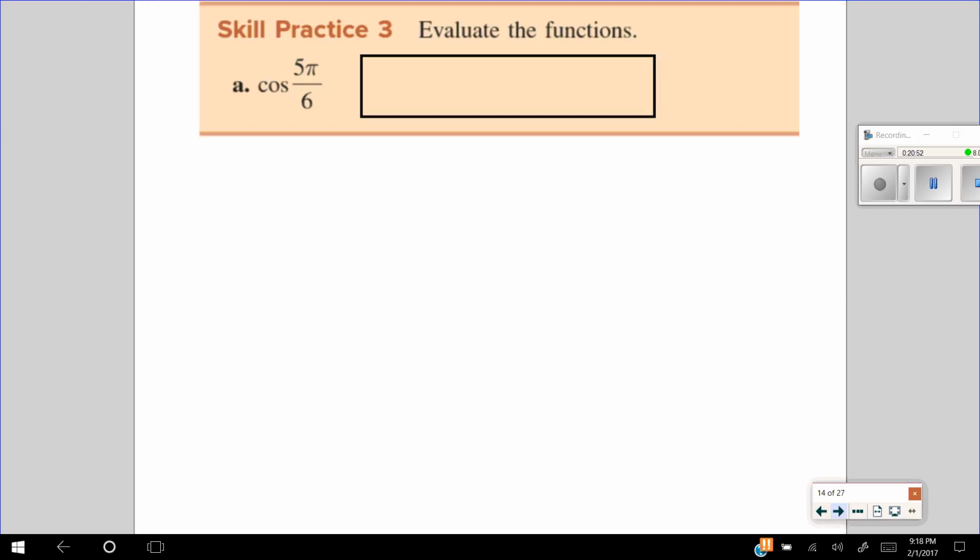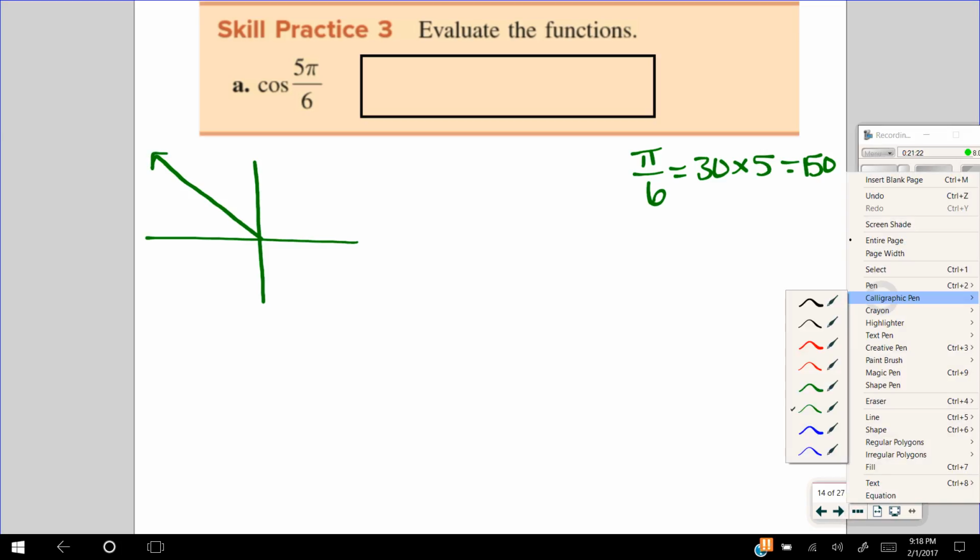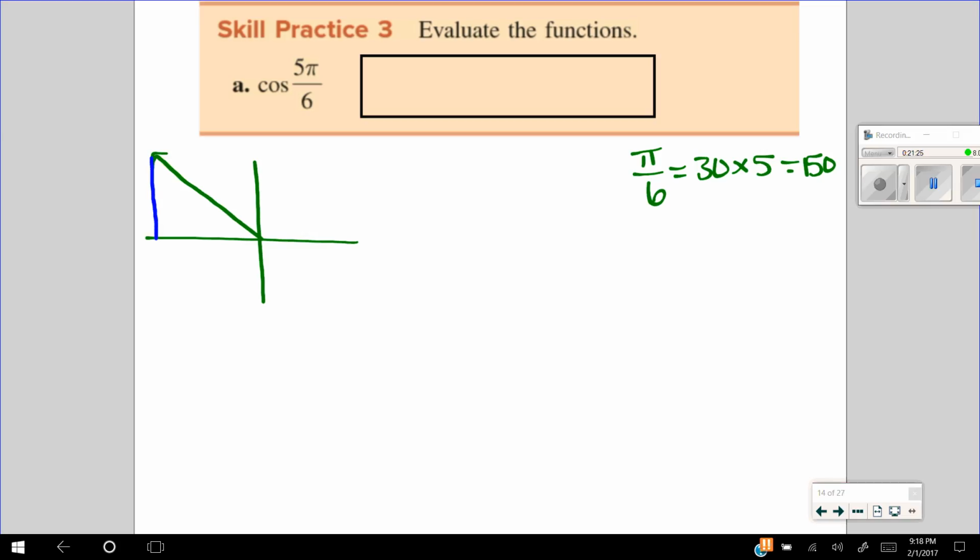All right, let's try another one. Cosine of 5 pi over 6. So again, first thing I'm going to do is I'm going to just quickly convert this to degrees. I'm going to do that by knowing that pi over 6 is 30, which if I have 5 of those, I multiply by 5 and I get 150 degrees. So I'm going to go ahead and graph a 150 degree angle, which I know is right here. Okay, I'm going to make my reference triangle, and then my reference angle is going to be whatever the difference is between 150 and 180, which I know is 30, which would make this other angle 60.